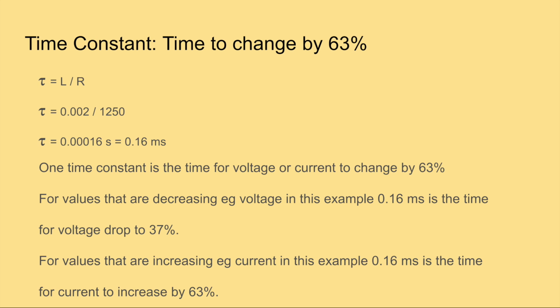If you have a decreasing curve, like the voltage across the inductor that we had in the previous slide, the 0.16 is the time for the voltage to drop to 37%. That is a change of 63%. For values that are increasing, like current or the voltage across the resistor, 0.16 milliseconds, one time constant, is the time for that current to go from 0 up to 63% of its maximum.